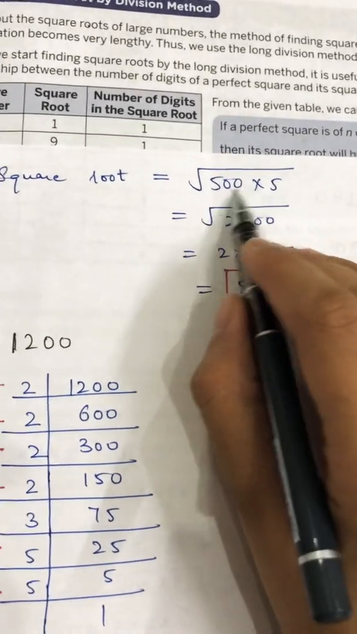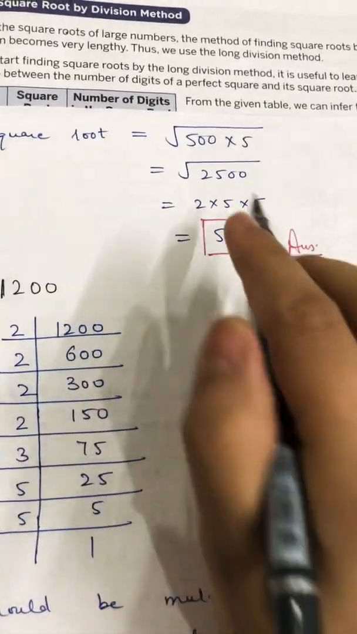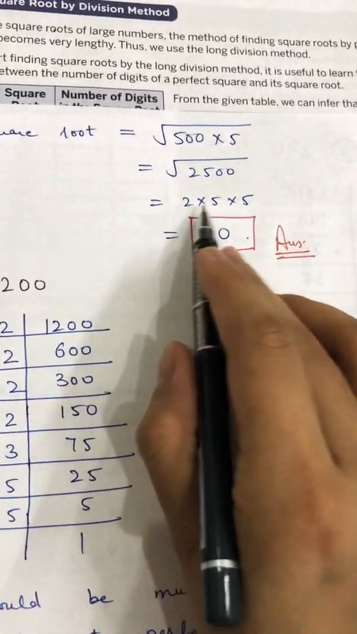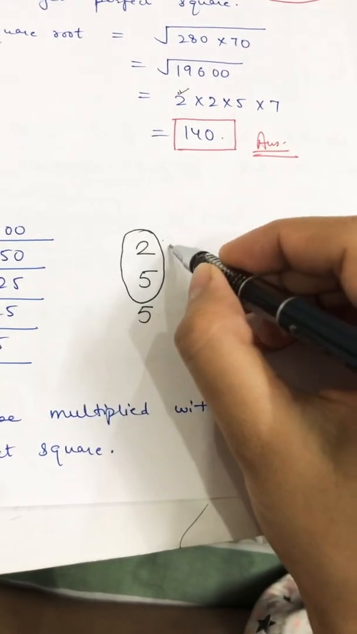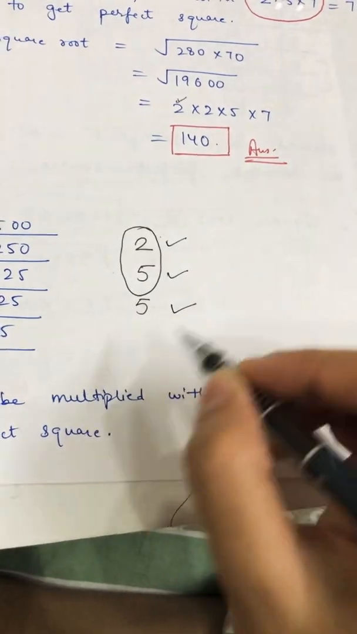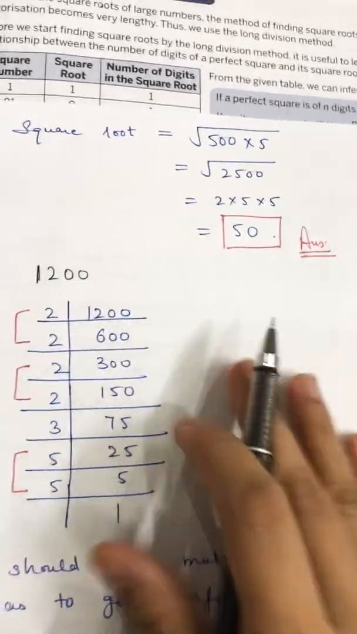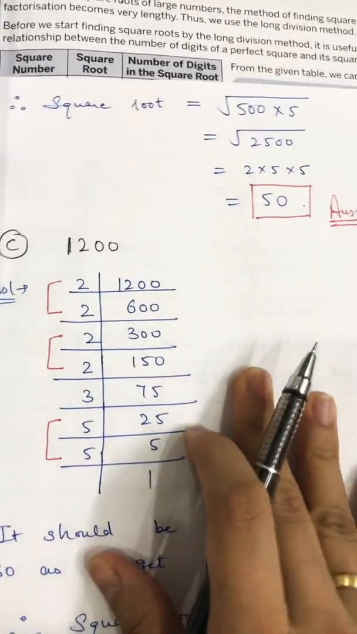Now this is your statement. Now multiply with 5, it will be 2500. Now the square root of 2500 will be 2, 5, 5. From there we are having 2, 5, these two pairs we were already having, and one more, this 5. So these are 2 multiplied by 5 is equal to 50. This is your answer.